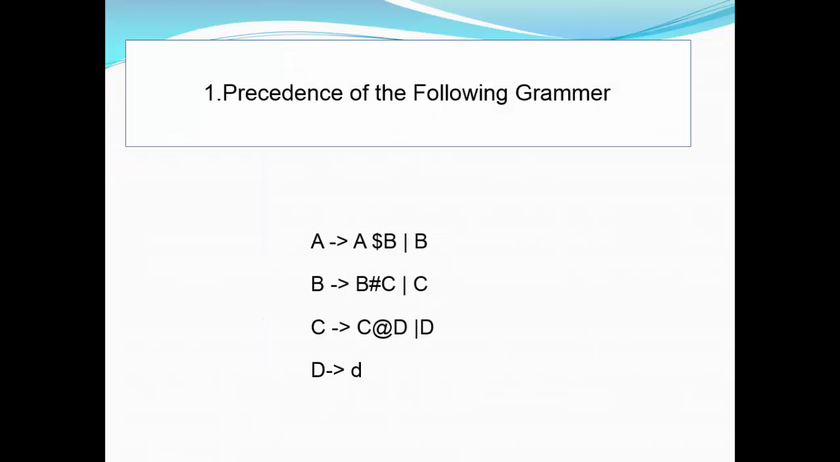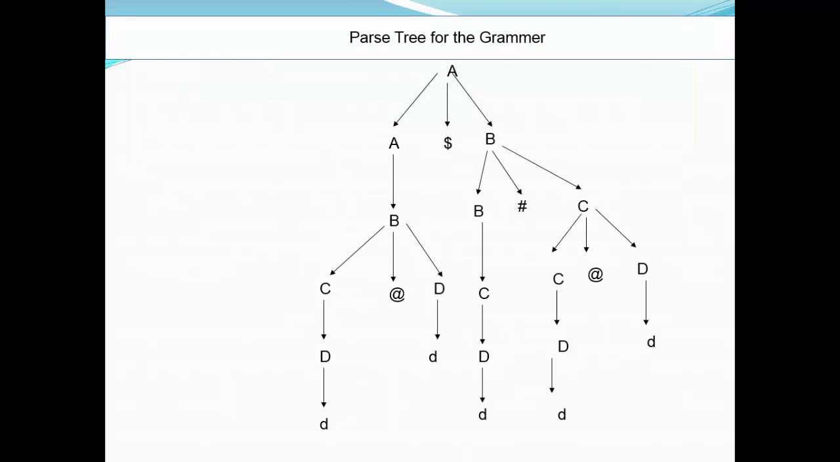And first question, we are going to see the questions for the following grammar. The following grammar is A tends to A dollar B slash B, B tends to B slash C slash C, C tends to C at the rate D slash D, D tends to D. Now this is the parse diagram for the given grammar.